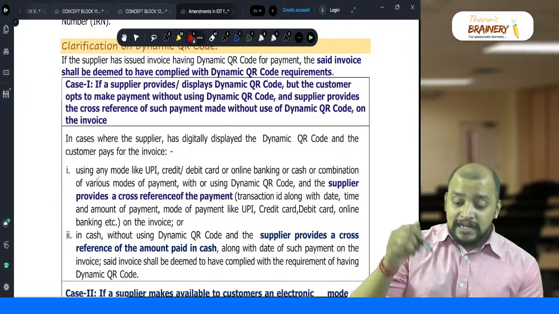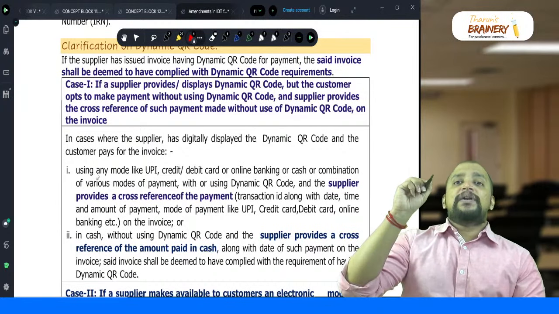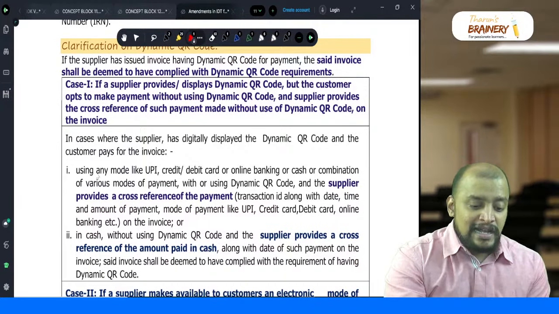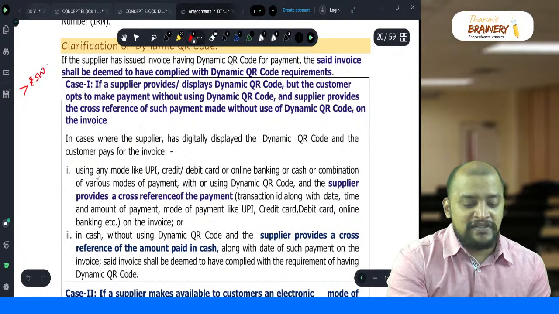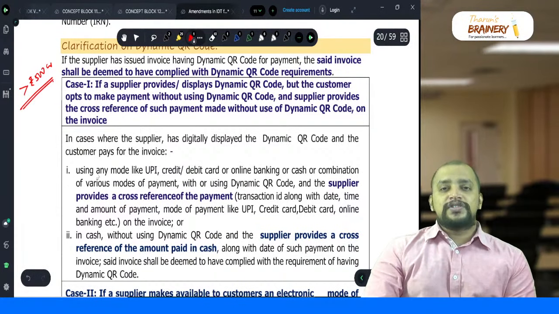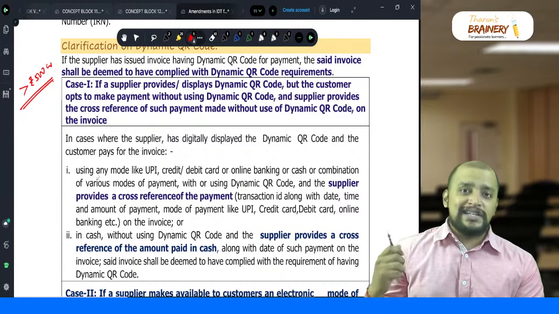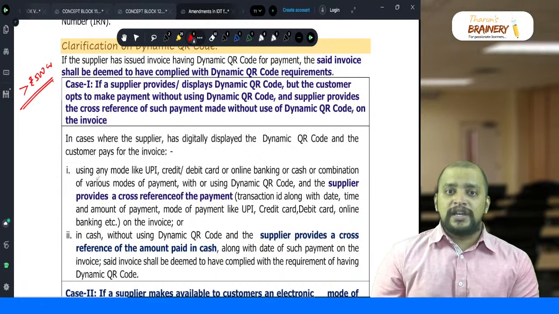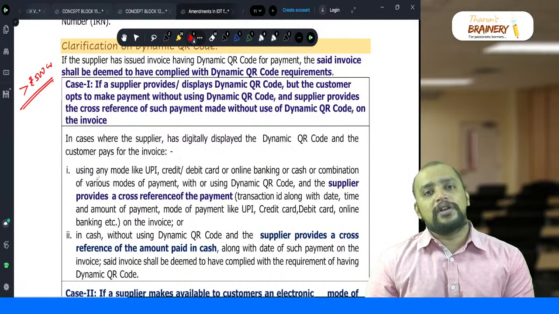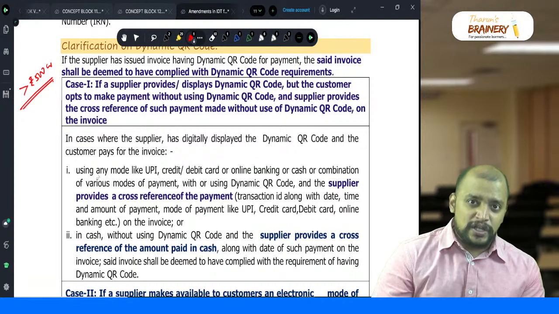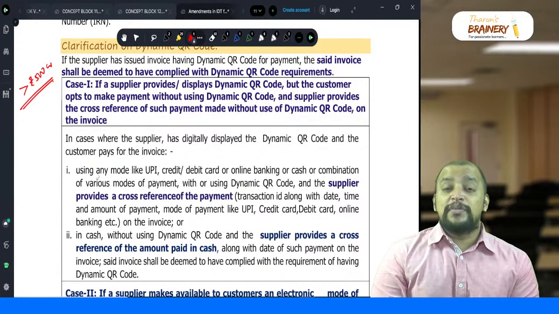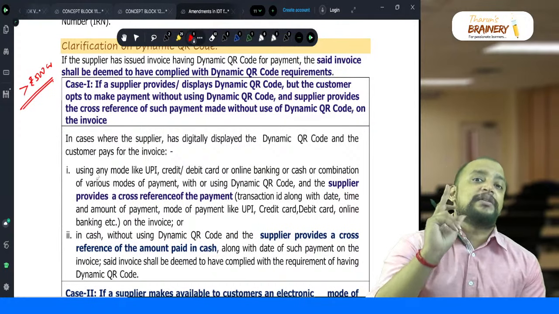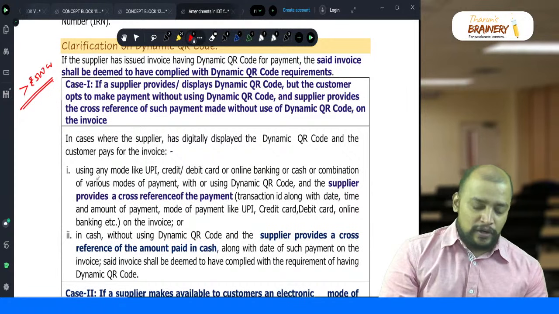And there is a mandatory requirement that if a registered person, whose aggregate turnover during any previous year from 2017-18 to 2020-21 exceeds 500 crores, is required to give a dynamic QR code in the invoice. So when they are giving the dynamic QR code in the invoice, the payment should be collected through the dynamic QR code only in case of B2C supply. Remember, in case of B2C supply. Okay.